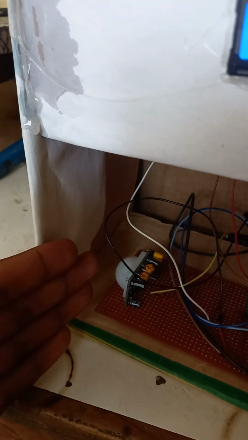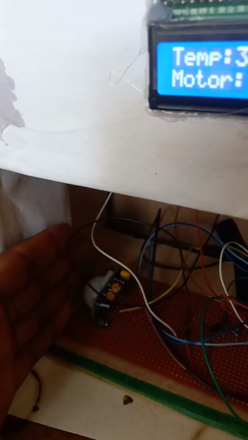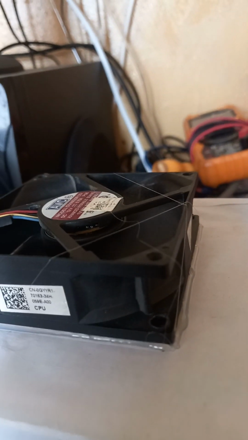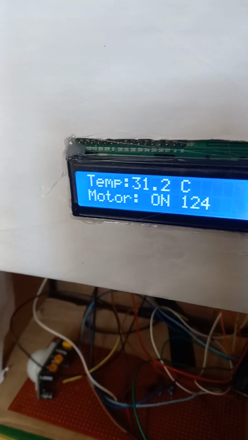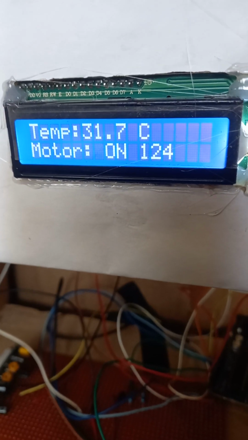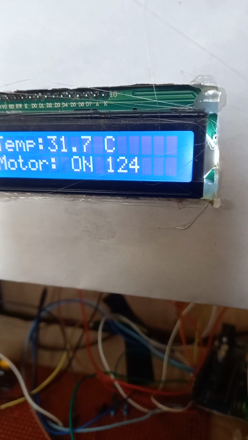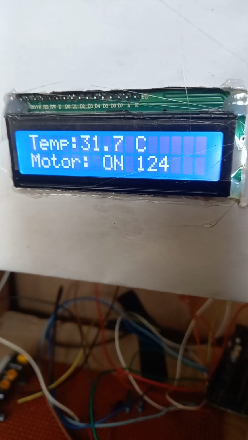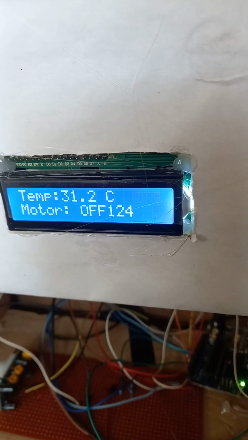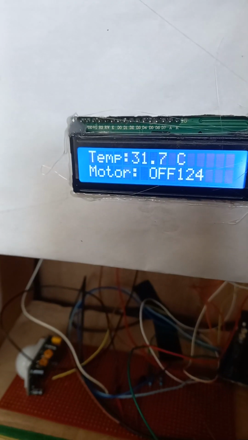When I place my hand near this sensor, the motor turns on. As you can see now, our motor is running. The temperature of the room is 31.2 degrees Celsius. Now the motor is off.